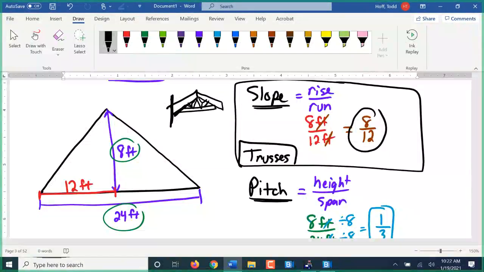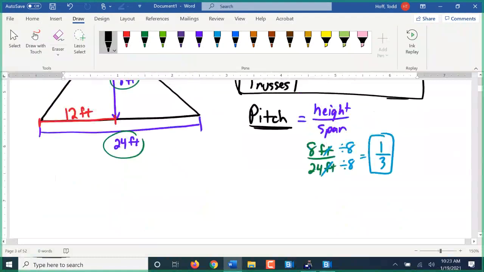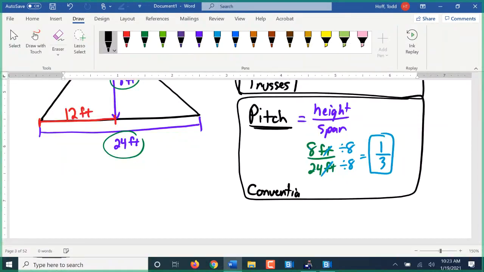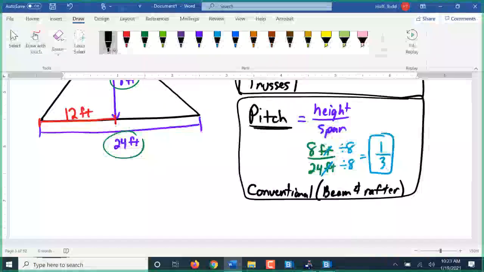Pitch is more commonly used when you have a conventional frame. Of course, by conventional frame, I mean a ridge beam and rafter system. I kind of hesitate to use that term conventional framing anymore because it is no longer the conventional way of framing. Trusses are kind of the standard or common way of framing now.